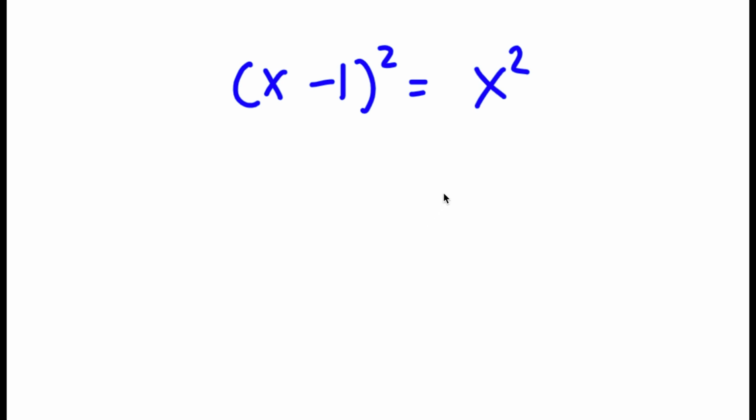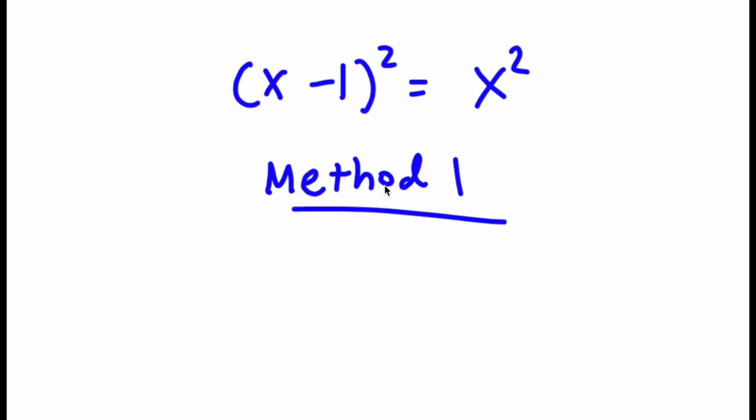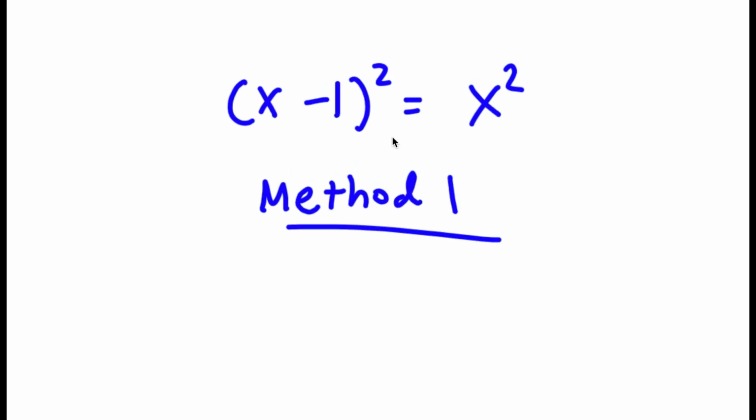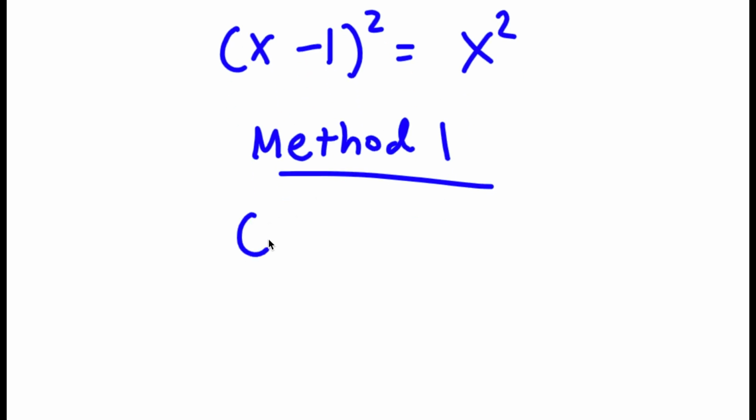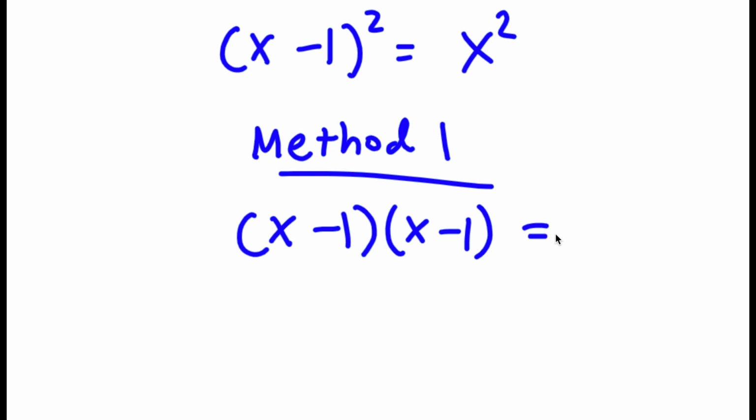Alright guys, so in this problem, I have x minus 1 squared is equal to x squared. So to solve this, I actually have two different methods of solving this problem. So for method 1, I'm going to start by rewriting x minus 1 squared as x minus 1 times x minus 1, and I have this is equal to x squared.